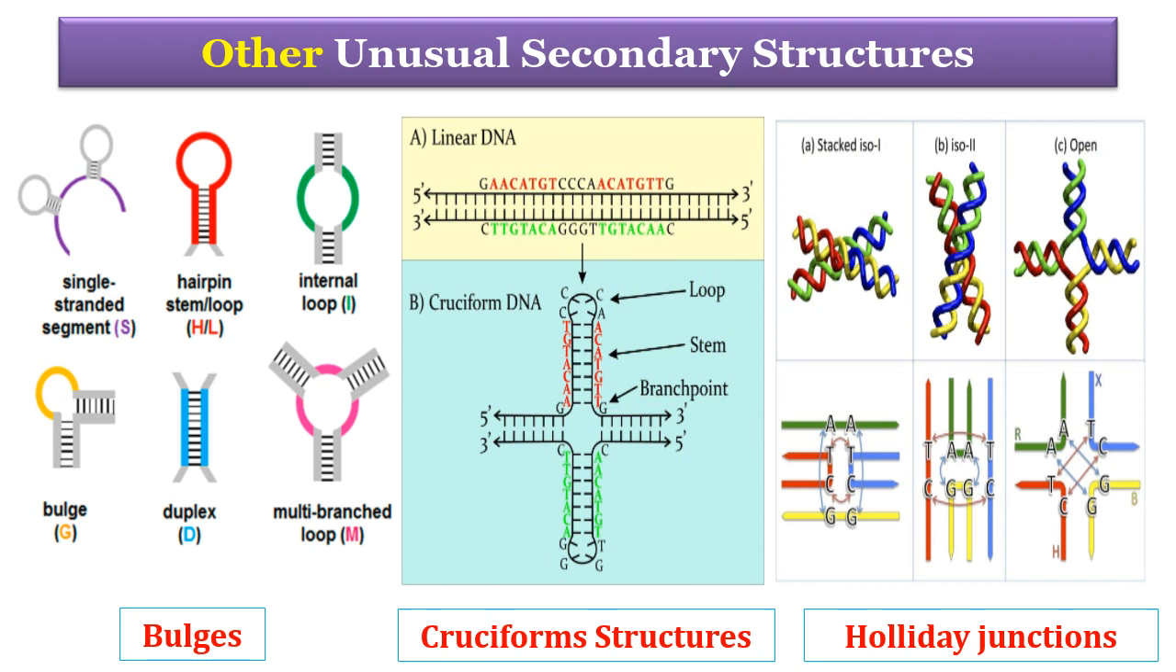Other than the A, B, and Z forms of DNA conformation, there are some unusual secondary conformations present in nucleic acids. Let's first discuss bulges. Bulge loops are formed in double-stranded DNA or RNA due to the presence of unpaired nucleotides on one strand. Bulges can have one or more nucleotides and are classified into different types depending on their location.